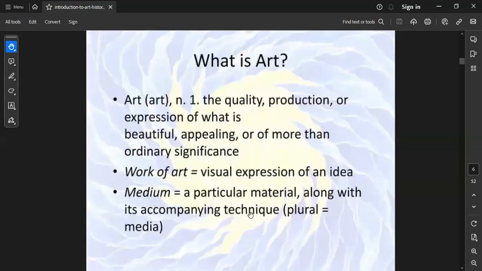Now the question is, what is art? Now, art has no definition.